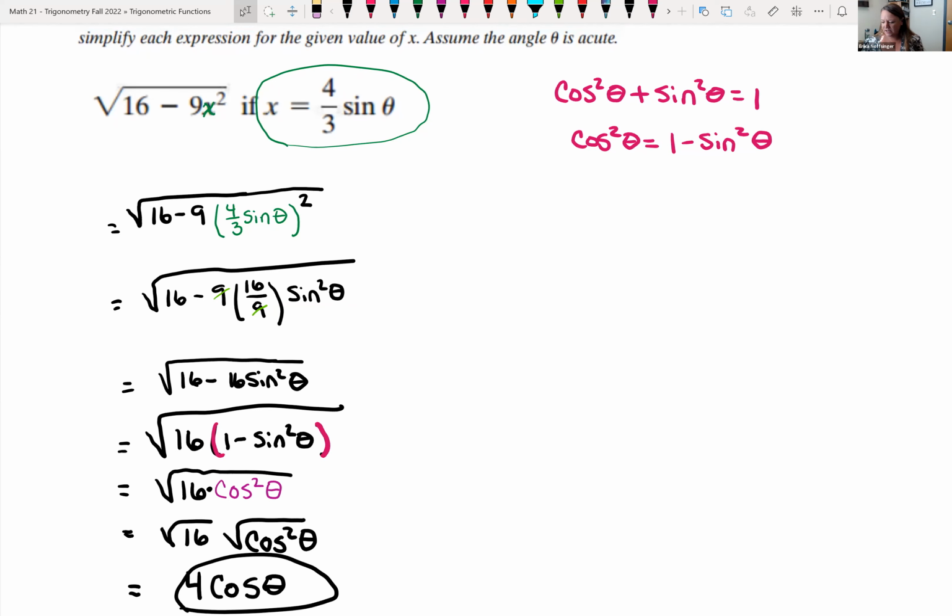So that is for our textbook. That is section 7.2.